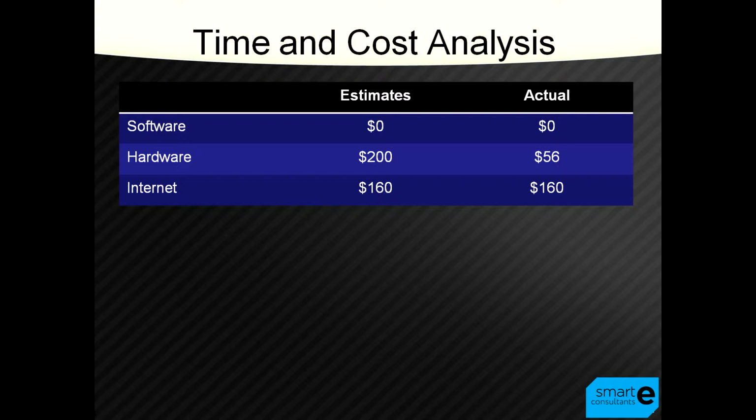I offered to host the web solution on my own private server to save on cost, with the calculated costs to be $200. However, at the time of this presentation, the cost only reached approximately $56. Each member of the group would be required to have a stable and reliable internet connection. This was estimated to be a combined cost of $160 and remained at this price.